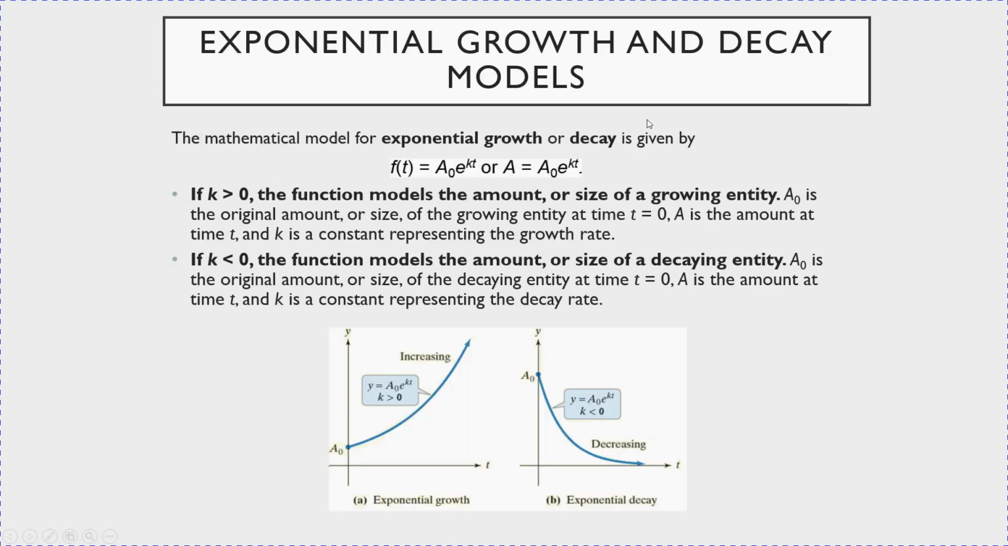So what exactly is an exponential growth and decay model? What does it look like? The mathematical model for exponential growth or decay is given by the following. f of t, in function notation, is equal to a sub 0 times e raised to the k times t power. Or another way of saying it is A, the amount, is equal to a sub 0 times e to the kt. There are three parts to this equation that you're going to need to figure out: a sub 0, k, and t.